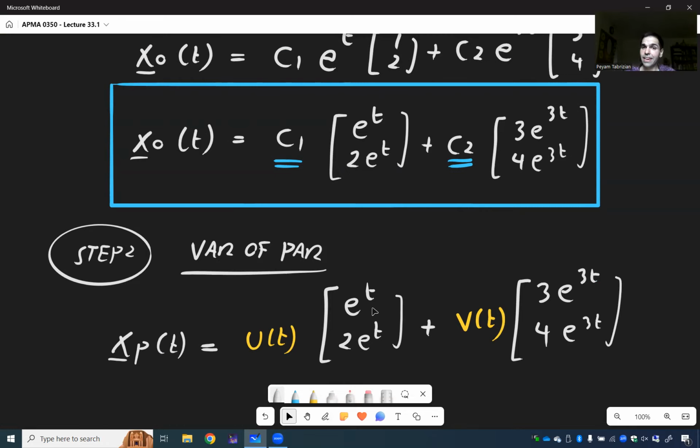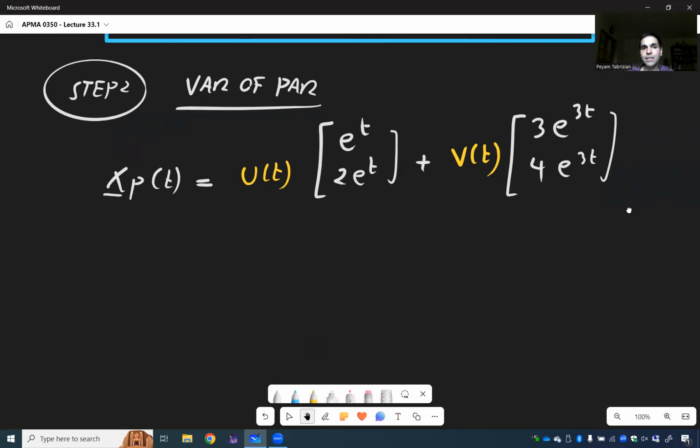And once again, it's important to write e to the t, 2e to the t instead of 1, 2. Otherwise, the equations below will be incorrect. But if you plug this into the ODE, which we'll do in the next video, it turns out you get the same var of par equations. You can see the next video for the derivation.